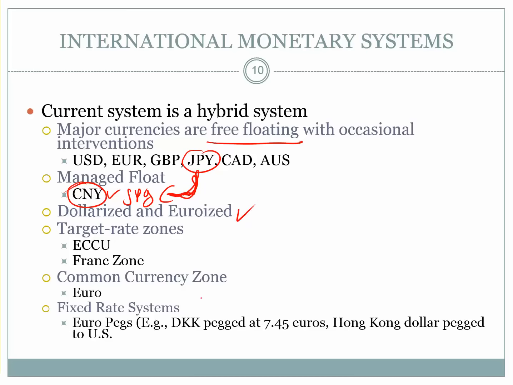You have your dollarized and euroized nations. You have target rate zones like the ECCU, the Eastern Caribbean Currency Union, and the franc zone. I believe that's an African-based zone. And then you have a common currency zone, the big one, the euro. Then you have fixed rate systems, or pegs. So, for example, the Danish kroner was pegged to the euro, and the Hong Kong dollar is pegged to the US dollar. So those countries manipulate or try to affect the exchange rate markets to maintain a particular exchange rate, so it facilitates trade and reduces uncertainty.